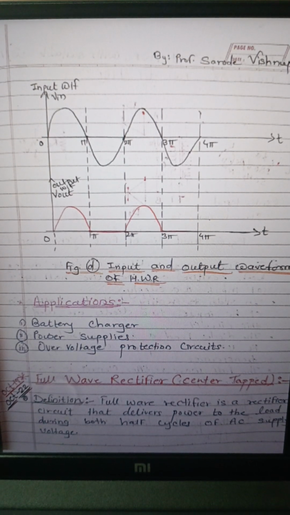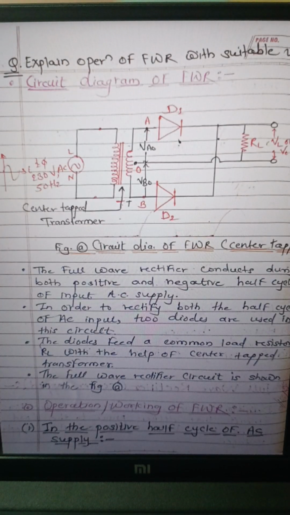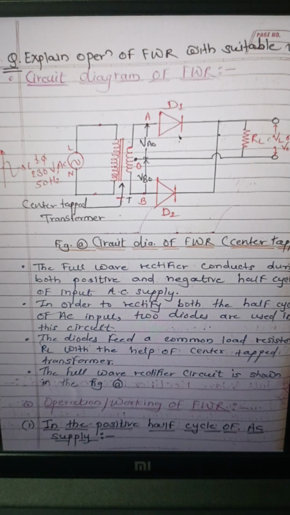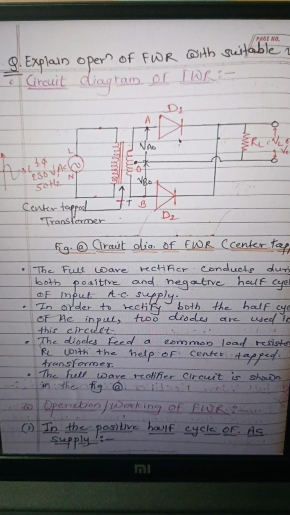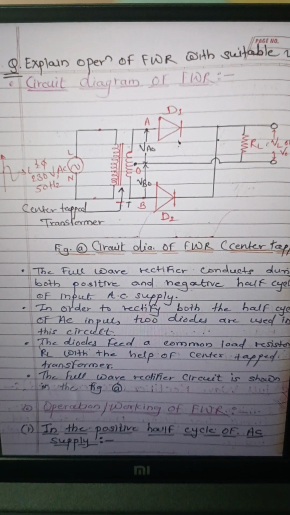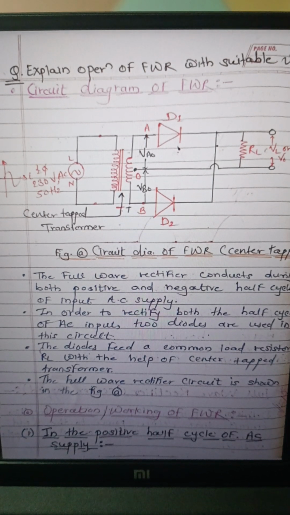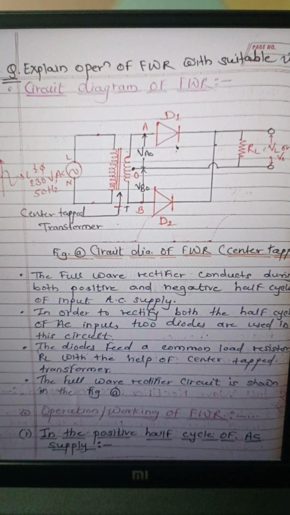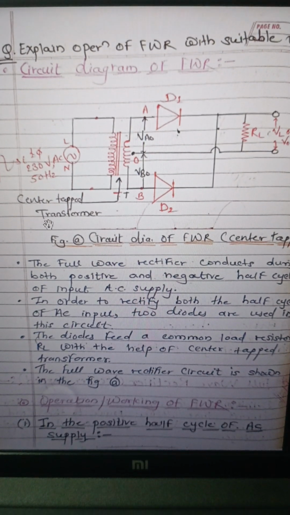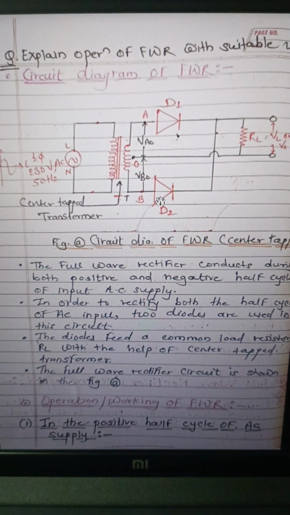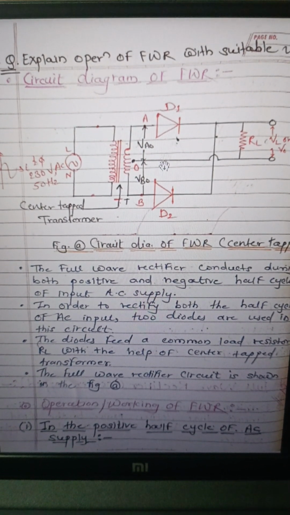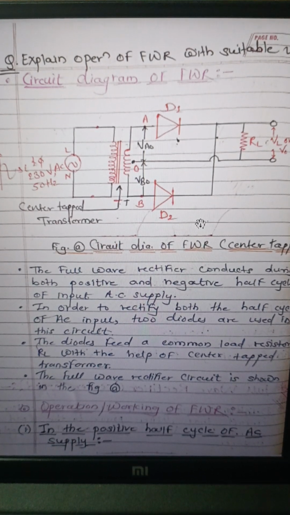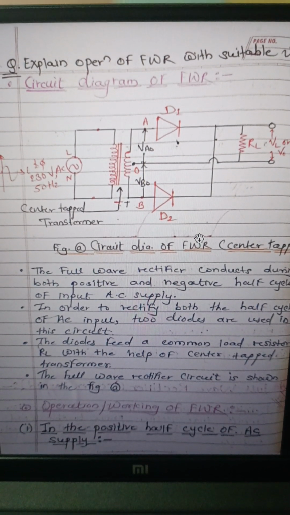The next rectifier circuit is the full wave rectifier, in that the center tap full wave rectifier. So this is the circuit diagram of the center tap full wave rectifier. It consists of two diodes, that is diode D1 and D2. Then why is it called full wave?